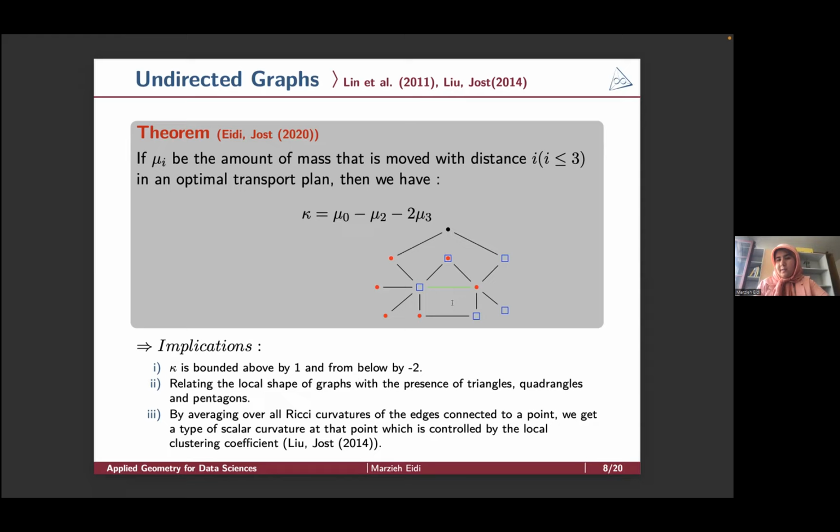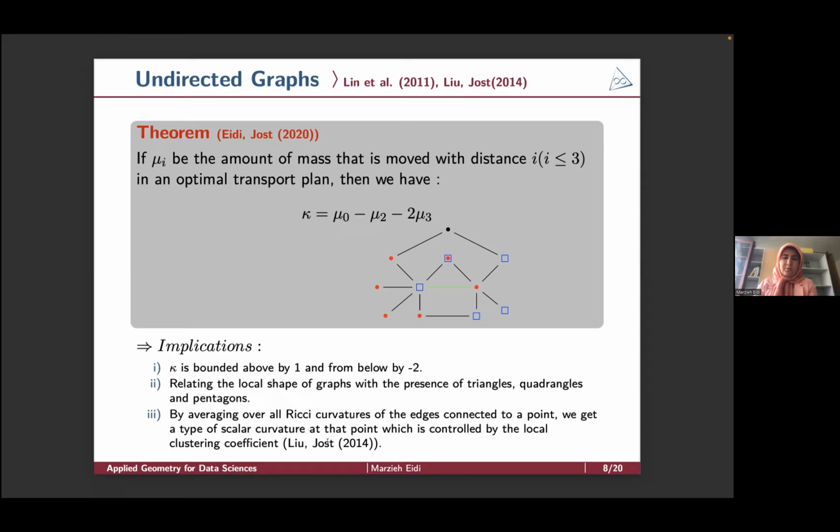And we see that we can relate the local shape of graphs with the presence of triangles, quadrangles, and pentagons. Also, by averaging over all the Ricci curvature of the edges connected to one vertex, we get a type of scalar curvature at the vertex itself, which is controlled by the local clustering coefficient. And this is the result that is shown in this reference.